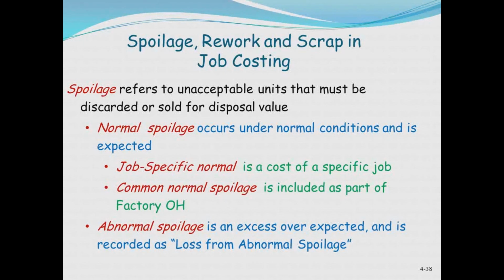Then there's abnormal spoilage. Maybe you're a food processing company and your refrigeration unit broke down. That's an excess over expected, and you don't really want to charge that to a specific product because it's not fair to that product, right? The manager of that product shouldn't get that cost. And so it will be accounted for separately as a loss from abnormal spoilage. So normal spoilage is just part of the overhead and or specific job materials, and abnormal spoilage is accounted for separately.